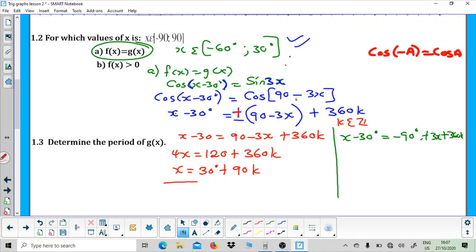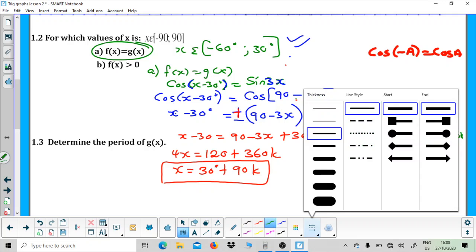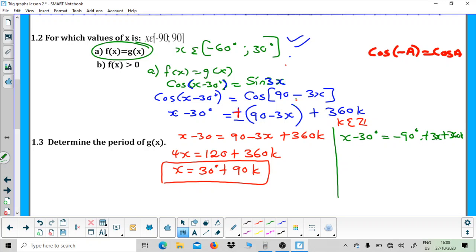That right there will be your first general solution that you can use to find any value in any given domain where these 2 graphs are intersecting. So at this point, we know that we will just have to play around with a few k values there. Let me just solve the other one.